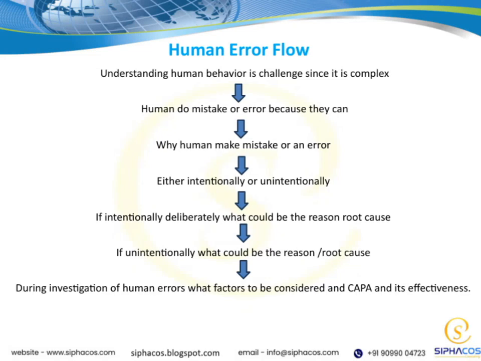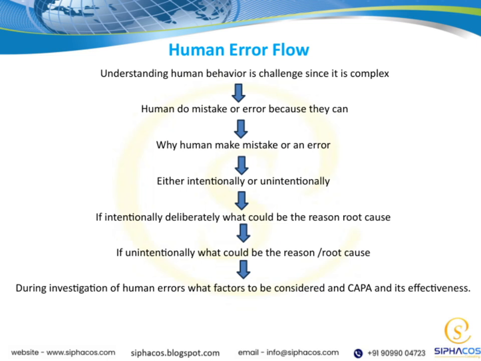Understanding human behavior is a challenge because it is inherently complex. People do make mistakes or errors simply because they are human and can be prone to slip-ups. So, why do humans make mistakes or errors in the first place? Well, these can happen either intentionally or unintentionally. If the mistake is deliberate, it might be driven by various root causes, such as lack of awareness, motivation, or even pressure to meet certain targets. On the other hand, unintentional errors often stem from factors like fatigue, distraction, or inadequate training.